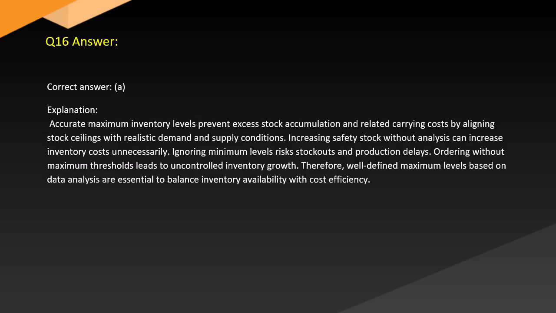Answer. Correct answer: A. Explanation. Accurate maximum inventory levels prevent excess stock accumulation and related carrying costs by aligning stock ceilings with realistic demand and supply conditions. Increasing safety stock without analysis can increase inventory costs unnecessarily.